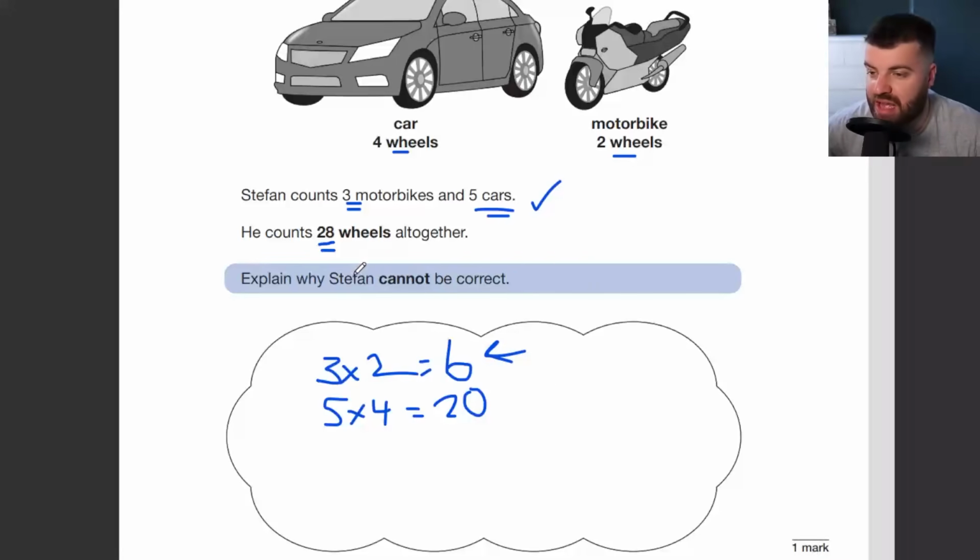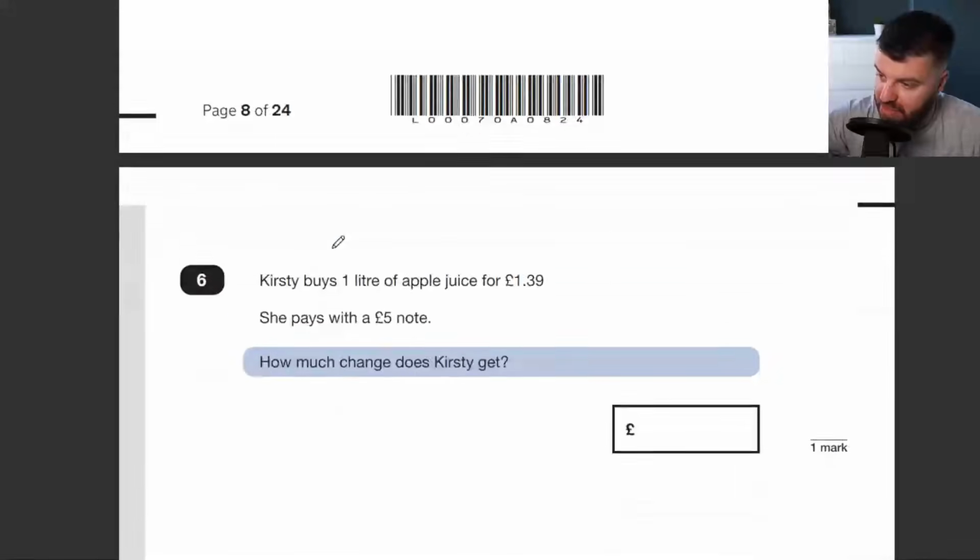So in this example here, you could use that as an explanation. 3 times 2 is not a multiple of 4 because it's an odd number we're multiplying 2 by. Therefore, it can never give the answer of a multiple of 4, which is 28. It does not work. So we've got some maths to prove it, and we have also some explanations using multiples as a link to say no, not possible.